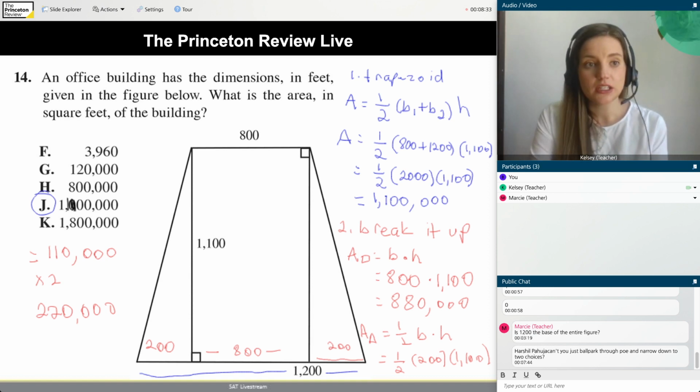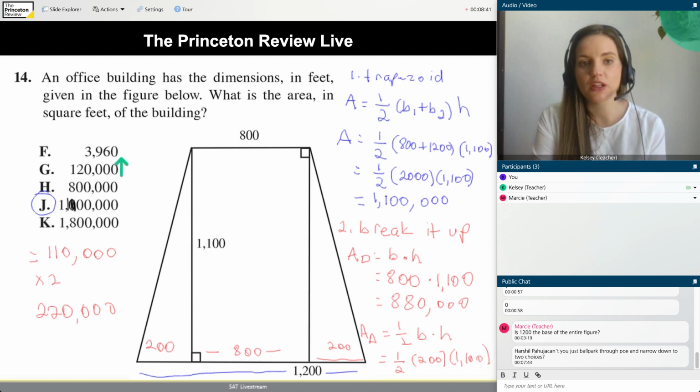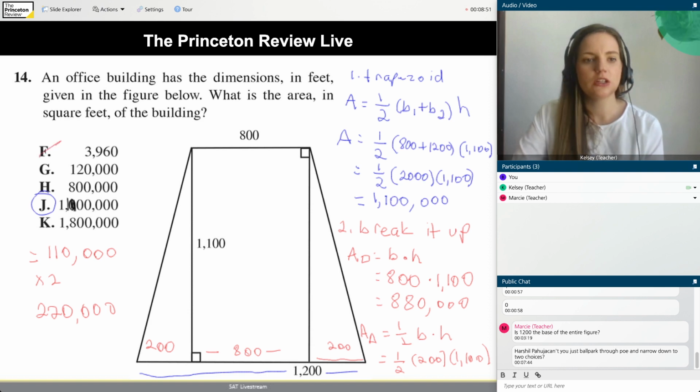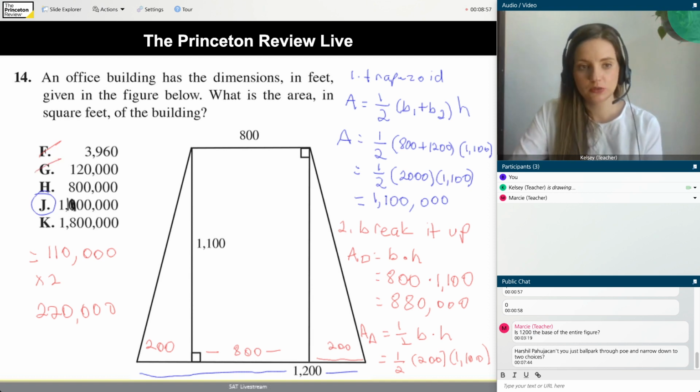So let's take a look and see if any of these answer choices wouldn't have made any sense, even before we did any math at all. 3,960 is going to be way too small of an area for any shape that's got a height this big and bases this big. We could have eliminated that right away. And same deal, depending on how comfortable you are ballparking area, probably 120,000 could have been too small too.